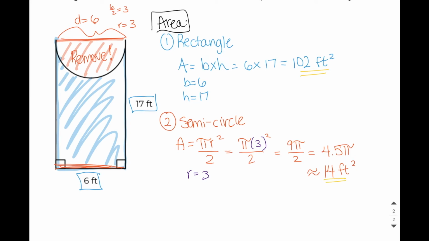So to find the full area, I have to take the area of my rectangle and then subtract the area of my semicircle. That's supposed to be a semicircle, by the way. So the area of my rectangle is 102 square feet. We figured this out right here. And then the area of our semicircle is 14 square feet. So then when I subtract those two, I end up getting 88 square feet.